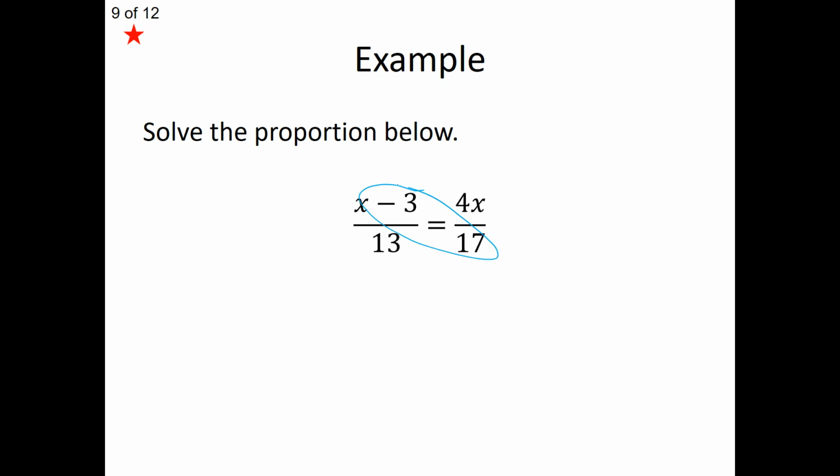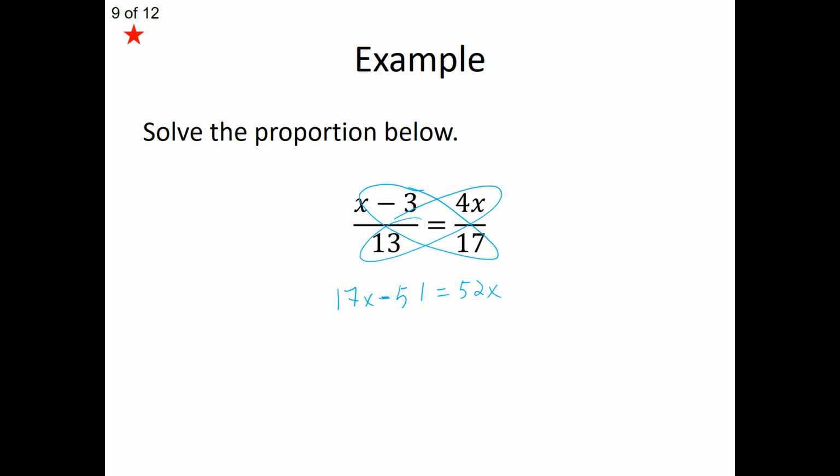So our extremes would be x minus 3 times 17. Now be careful, 17 is going to distribute. So 17 times x, I get 17x. 17 times 3, that would be minus 51, because I'm doing the distributive property there with 17. Now I do 13 times 4. I'm going to do the product of my means as well. So 13 times 4x is 52x.